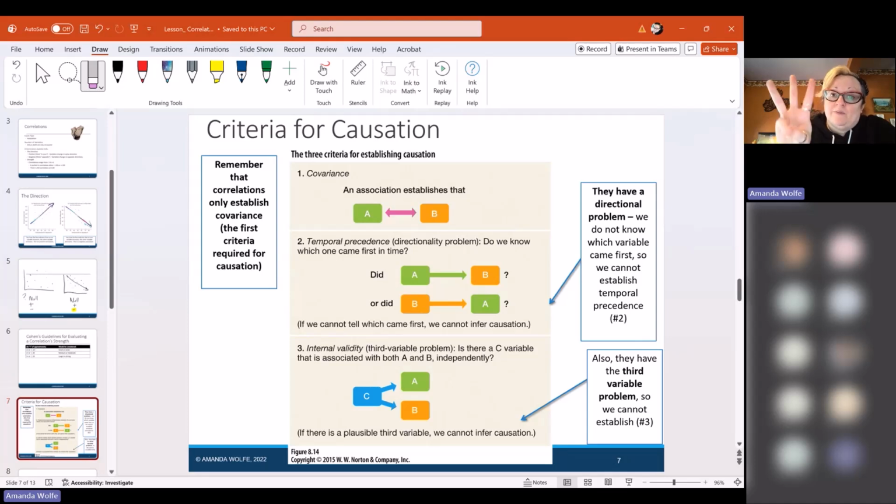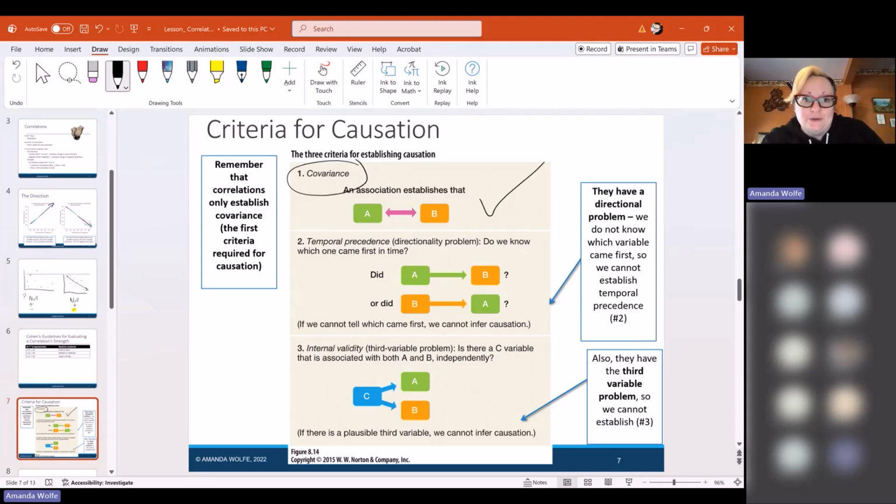Causal claims require three things. The first thing it requires is to covary. That's what correlations do. Correlations do the first part. They say, yes, variable A and variable B are related to each other in that they vary together, they covary. But it doesn't do two and three, which are required for a causal claim.